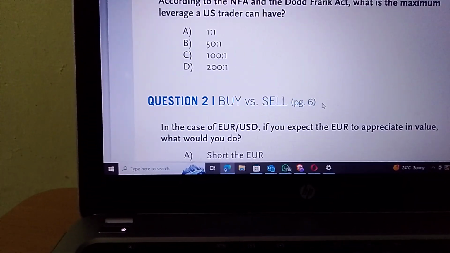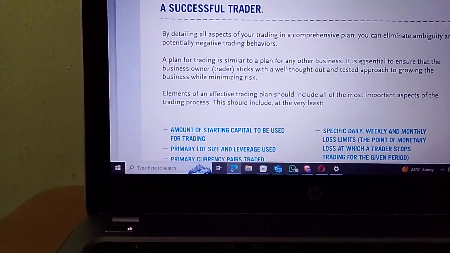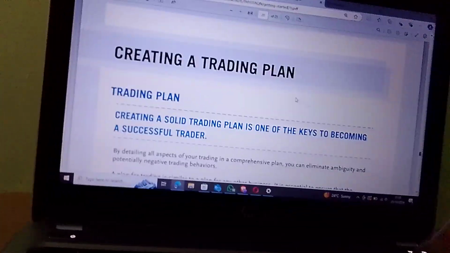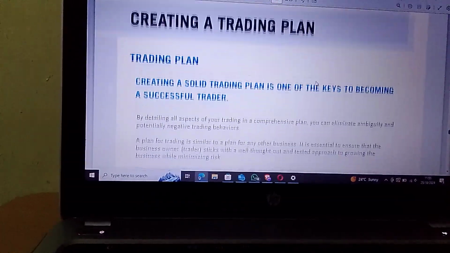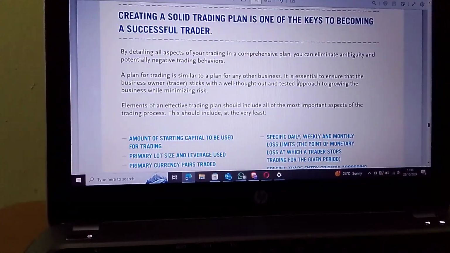We won't be going through this, but later on we'll be looking at another book for things that we may have been highlighted here but not expounded greatly. So the trading plan. Creating a solid trading plan is one of the keys to becoming a successful trader.